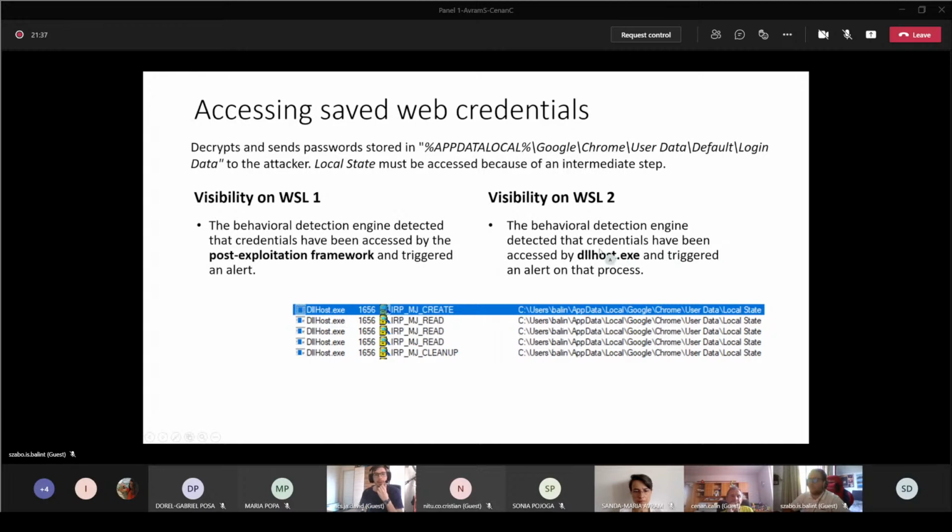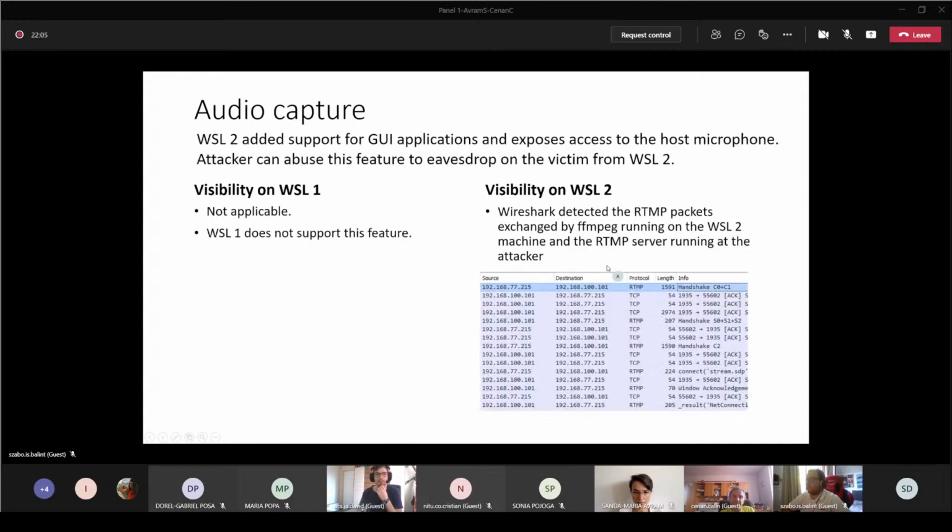The next command is saved web credentials, where the attacker tries to steal saved passwords in the popular Chrome browser. In this case, the Local State file will be read from the user's directory, and this action is flagged as suspicious by the behavioral detection engine on both WSL1 and WSL2, but on WSL2 it is attributed to dllhost.exe incorrectly.